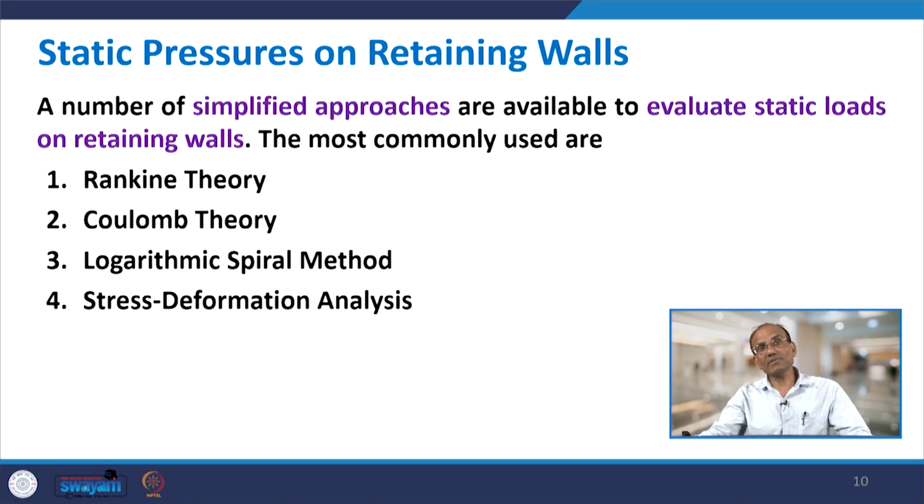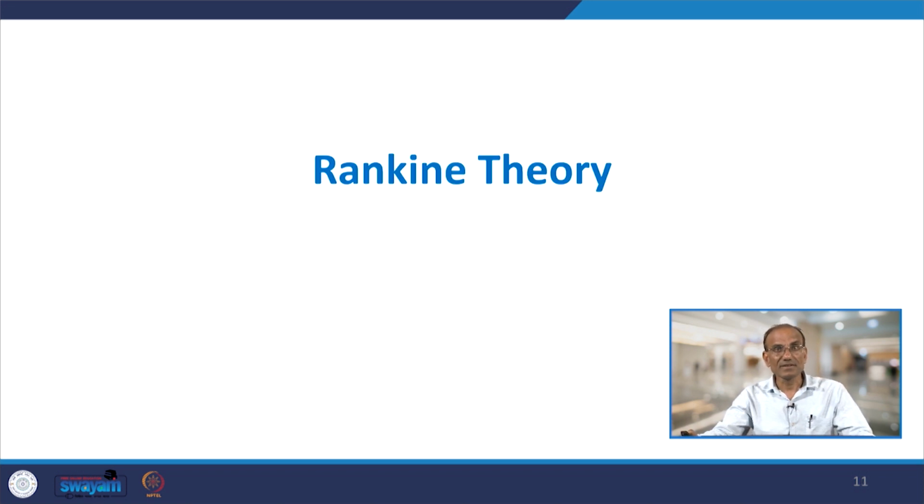A number of simplified approaches are available to evaluate static loads on retaining walls, and the most commonly used are Rankine theory and Coulomb theory. We will discuss both Rankine and Coulomb theory in this lecture itself. Then the third, logarithmic spiral method, and stress deformation analysis, we will discuss in the next lecture, that is lecture number 47, lecture number 48. So, let us talk about the first one, that is Rankine theory.